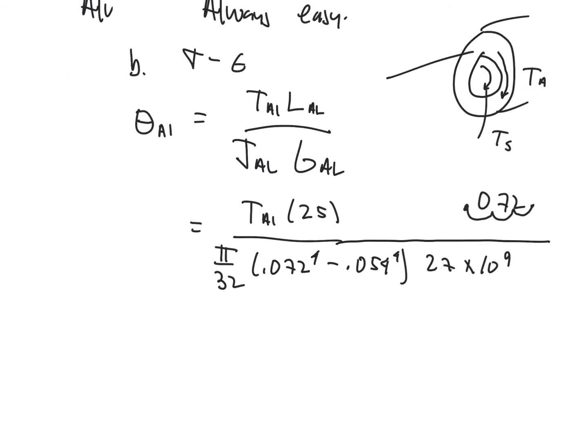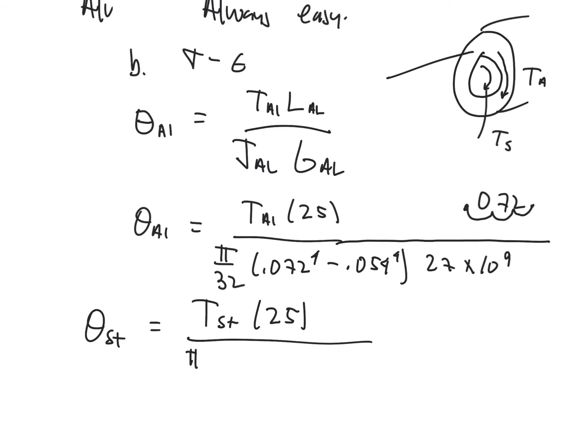All right, so that is the theta in the aluminum section. Theta in the steel, we have the torque in the steel times the length, that's also 25 meters, divided by the area of the steel, that's pi over 32. Now that's just a solid core, so there is no outer minus inner. It's a solid section if we just look at the steel. So that's going to be 0.054 raised to the 4th power. And then we have the G value of the steel, which is 77 times 10 to the 9th. So that is our statement for the stress-strain law.